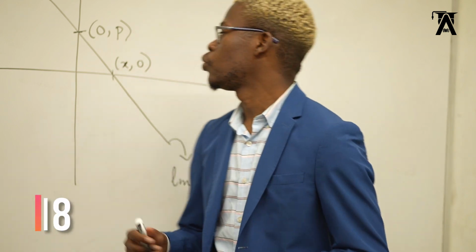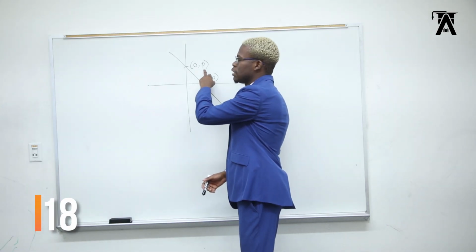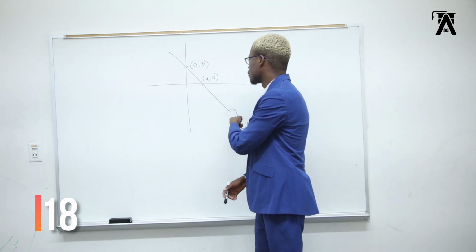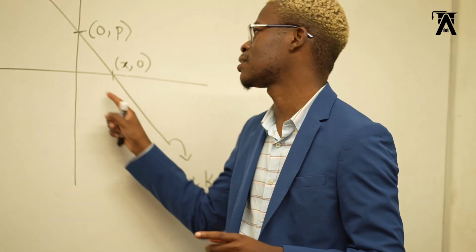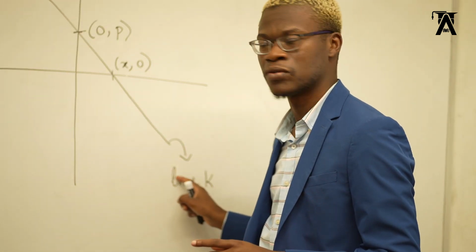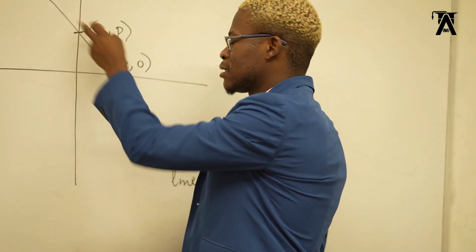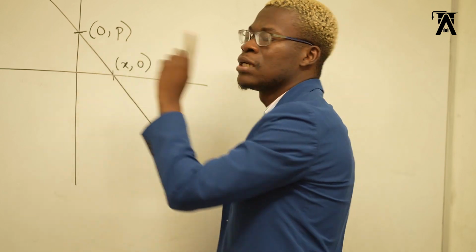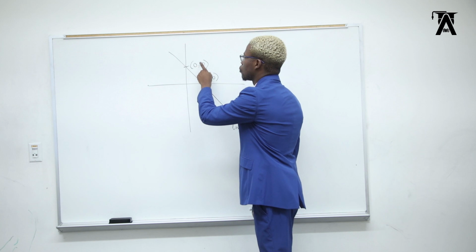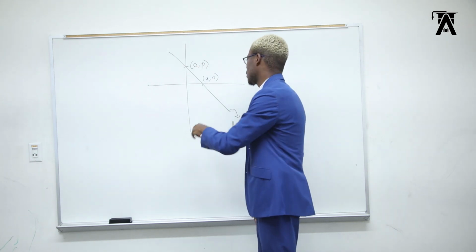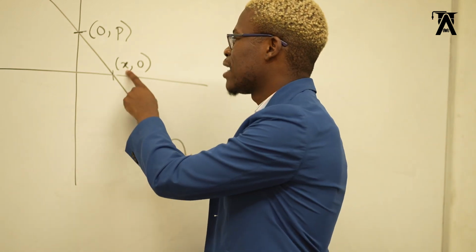In question 18, we were given a line K, then we are asked to find the x value of the x-intercept of line K. All right, so this is the interpretation of the question. You have the y-intercept of line K is P, and at the y-intercept x is 0. So I have it here at (0, P). Then the x-intercept where y is 0 is (x, 0). All right, so we're asked to find this x.